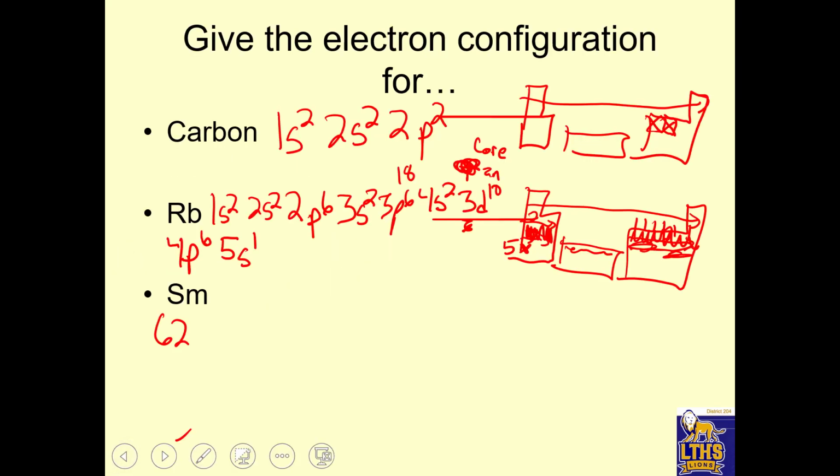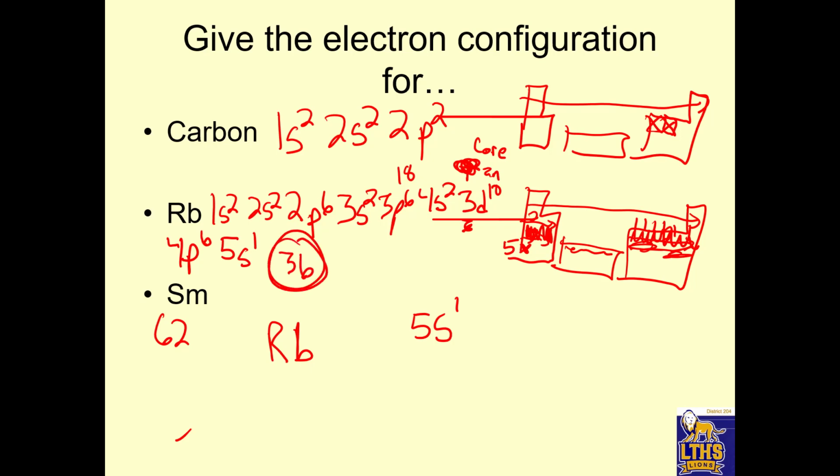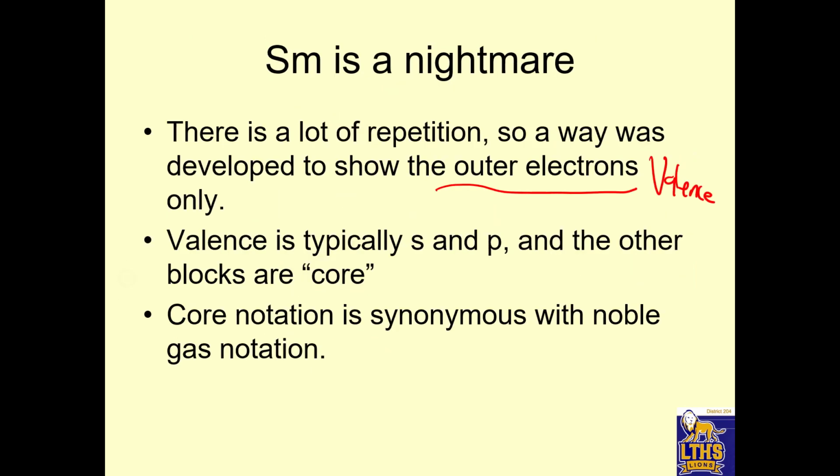So if we go back here, rubidium, all I want from rubidium is the outer layer, which is the 5s1. So I want to use a noble gas. The preceding noble gas was number 36. Number 36 is krypton, so I'm going to put krypton in brackets and 5s1, and this is the noble gas notation for rubidium.